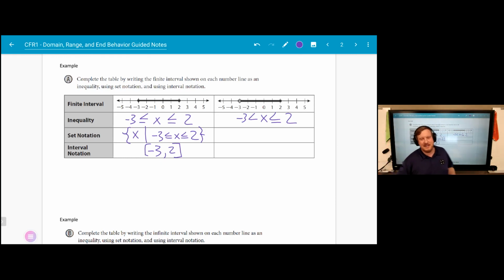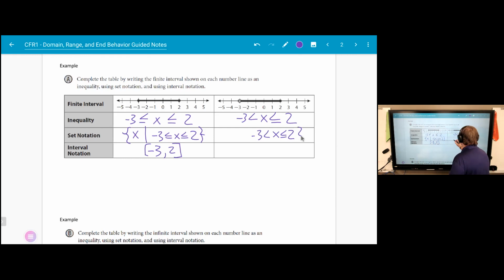And again, set notation, there we go. Write it out again. -3 is less than X, which is less than or equal to 2. Bad curly bracket on the right. Curly bracket with an X, such that, that's that vertical bar. Such that, okay? Interval notation, smallest number, -3. Biggest number, 2. Can it be -3? No, it cannot equal -3. So instead of a square bracket, we put a parenthesis. Can it be equal to 2? It sure can. We put that guy right there.